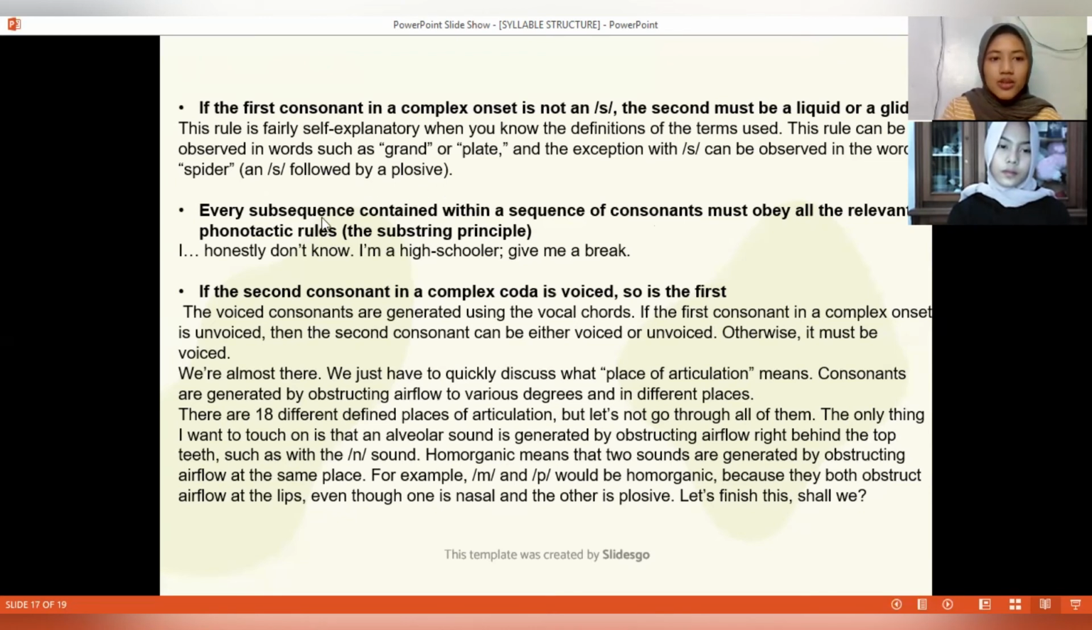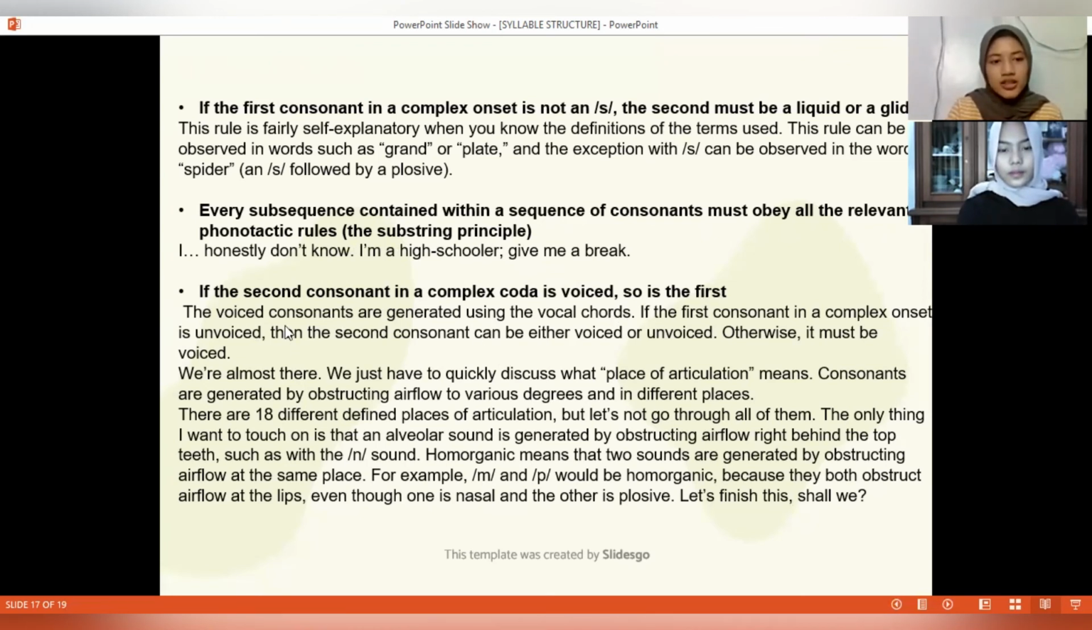Every subsequence contained within a sequence of consonants must obey all the relevant phonotactic rules, or the sonority sequencing principle. I honestly don't know. I am a high schooler. Give me a break. Next, if the second consonant in a complex coda is voiced, so is the first.